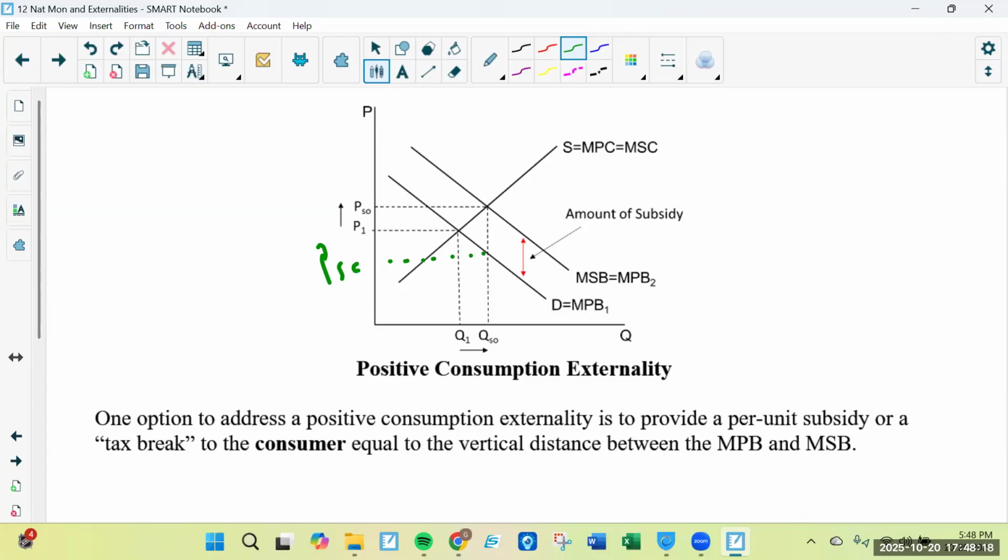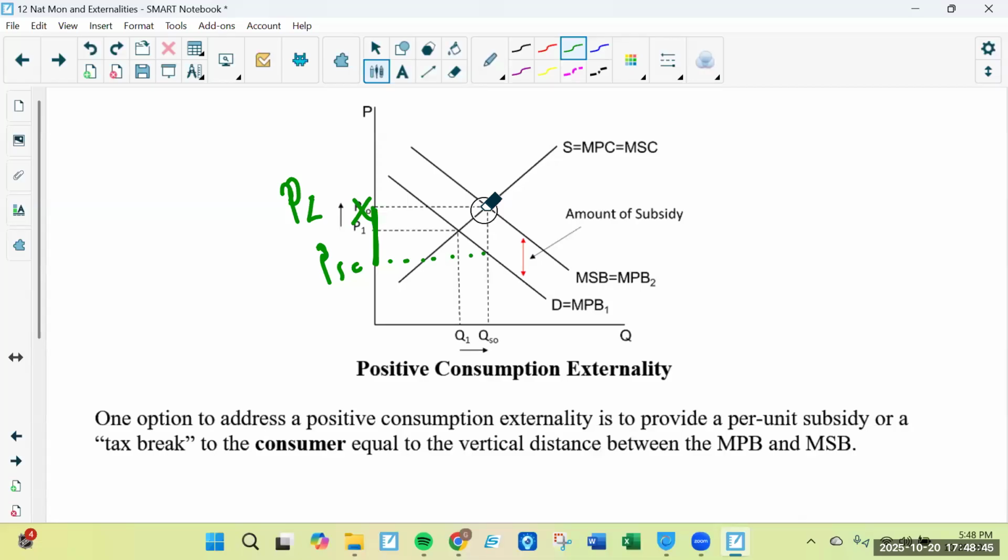The social optimal price, the price we want, is actually down here. It's just the difference between the PSO and this, we'll call this the P2. The difference between PSO and P2 right here is the benefit, the subsidy the government gives. So the price we actually pay is PSO, but the market price is way up here at P2. So the market price gets driven up from P1 to P2.